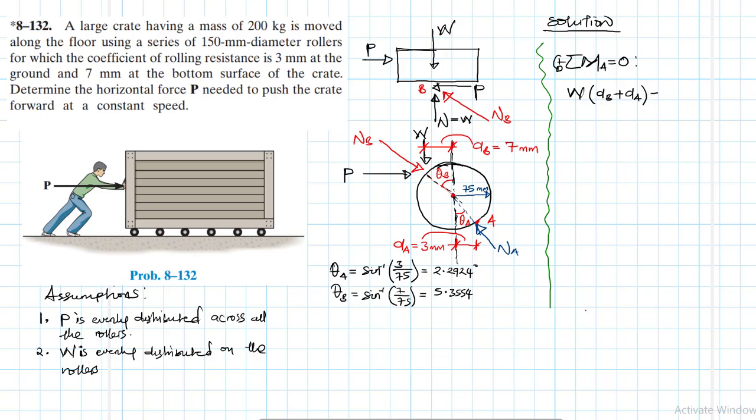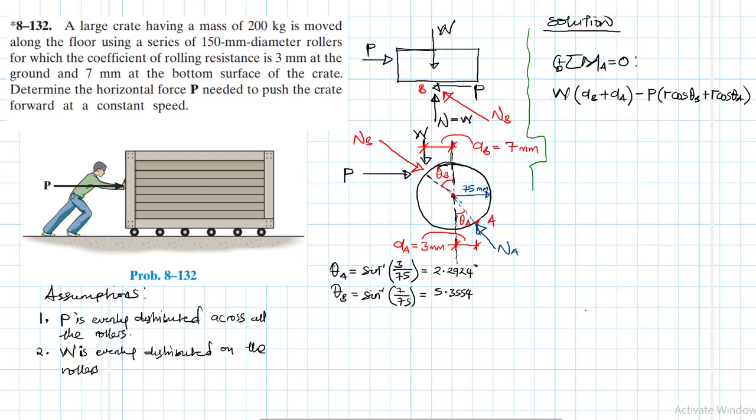and then minus P times r cos theta b plus r cos theta a, where this r is the radius for the roller, which is 75. Let me move this a little bit backwards so that I have some space. Then equal to, still not enough space. I'll need to move it backwards again. Yes, this equal to 0.